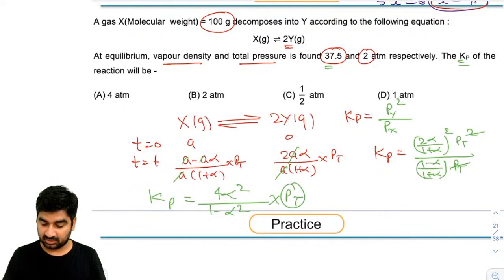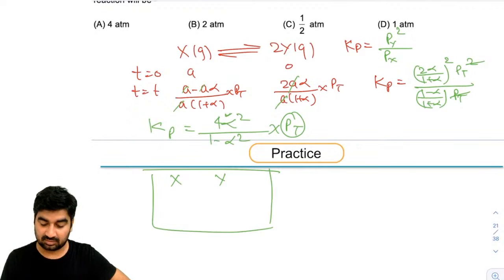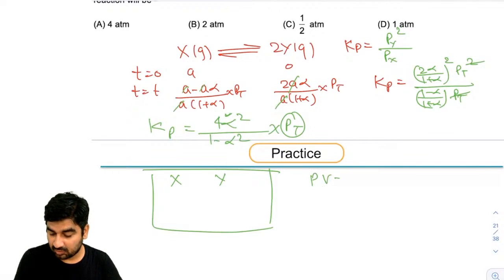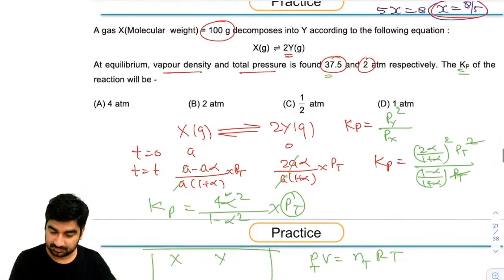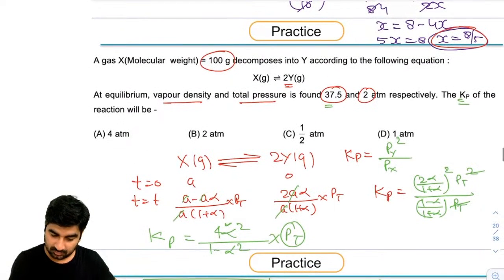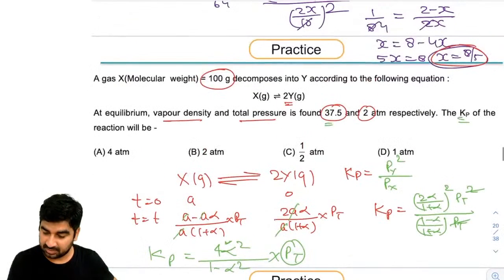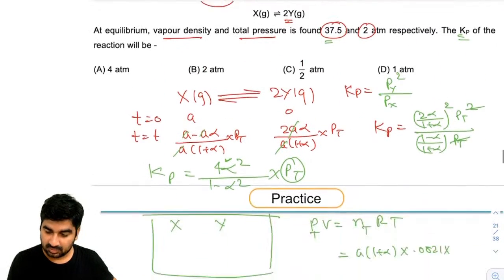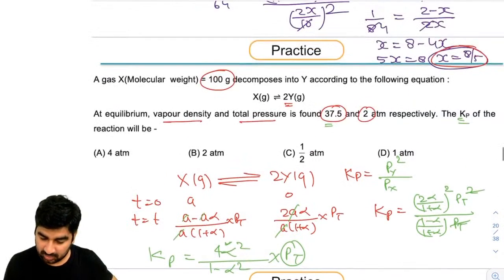So guys, how will you calculate the Kp? Now in this container I have X and Y. If I somehow calculate the alpha, then we can do it. So PV is equal to nRT, and if P total is there, I have to take N total. So what is the N total? N total will be A into 1 plus alpha. And what is the temperature here? Temperature is not given. P total into volume is also not given.